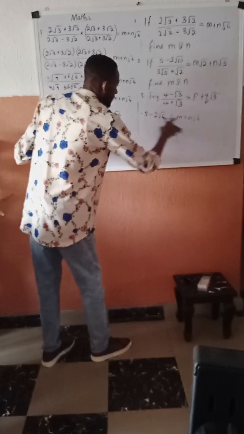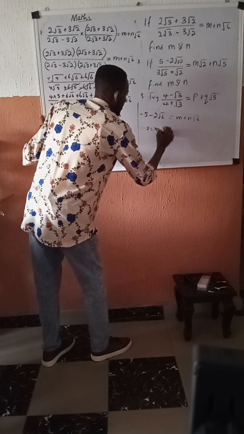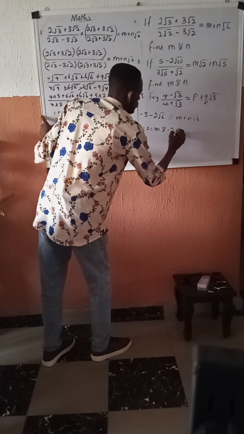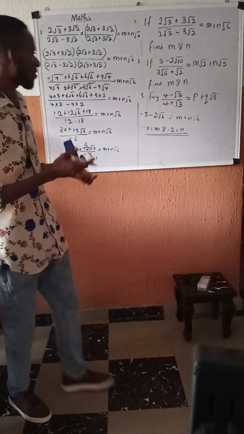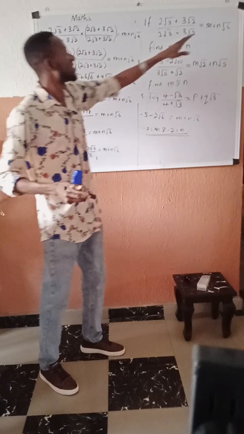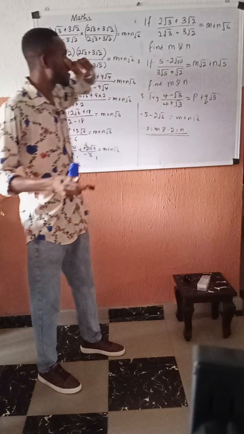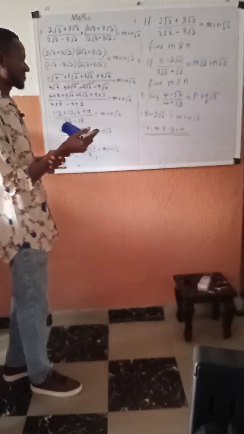So here is minus 5 to m. Therefore, minus 5 equals m. And here is minus 2 equals n. So these are the two values of m and n, which we substitute in place of m and n in this equation. It satisfies the equation.